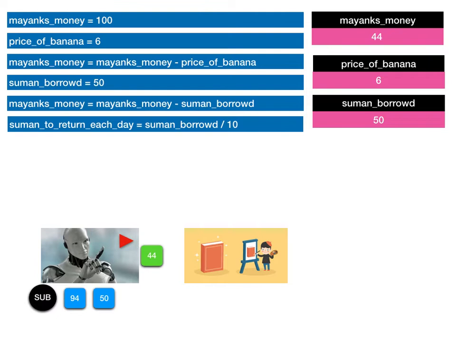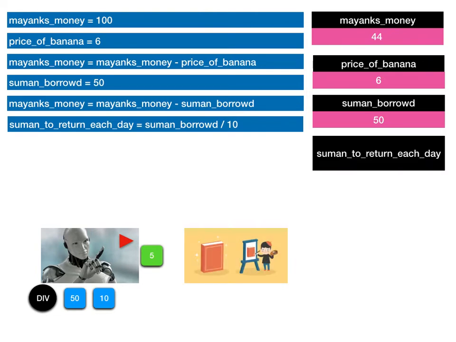And see what happens. So Suman borrowed is copied from here to here, which is 50, which has to be divided by 10. So this 10 is copied here. The operation is division. Now the moment we ask this guy to calculate, this guy calculates 5, and we store it into a new memory location designated as Suman to return each day. This guy does that, and you have a variable, or you call it the memory location, which is designated by this name, and we have value 5 here.